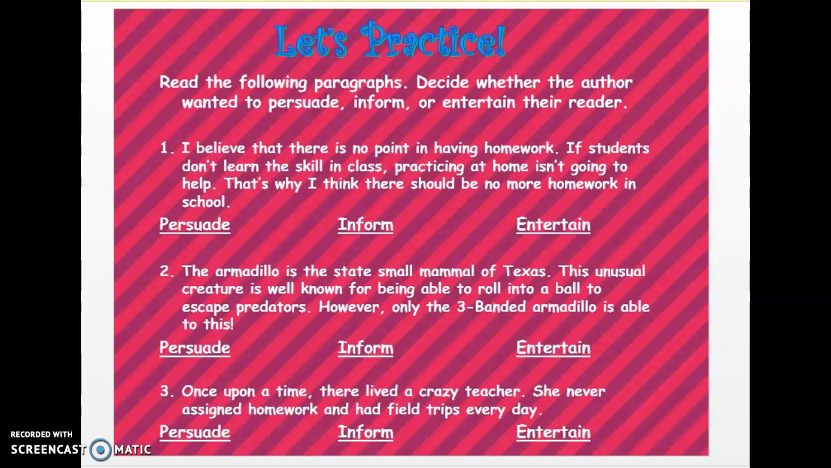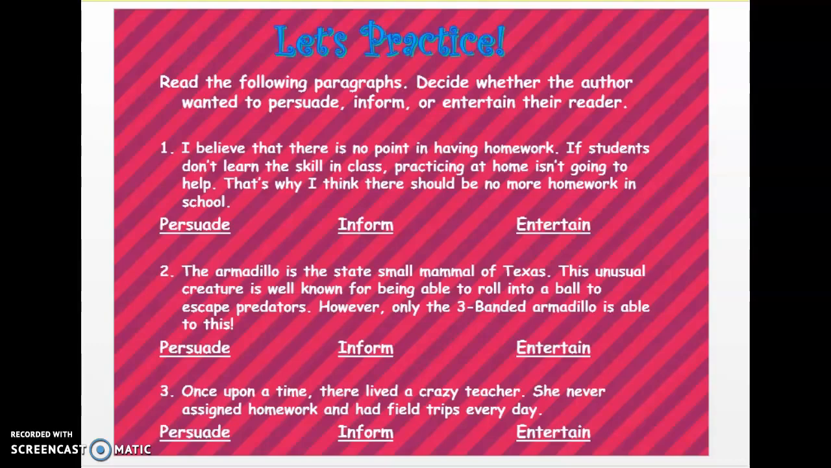Let's practice. Read the following paragraph and decide whether it is persuasive, an information, or an entertainment story. I believe that there is no point in having homework. If students don't learn the skill in class, practicing at home isn't going to help. That's why I think there should be no homework in school. This is a persuasive piece. The student is trying to persuade the school, the teacher, the principal that homework is not necessary.